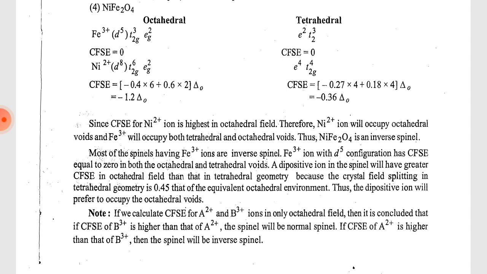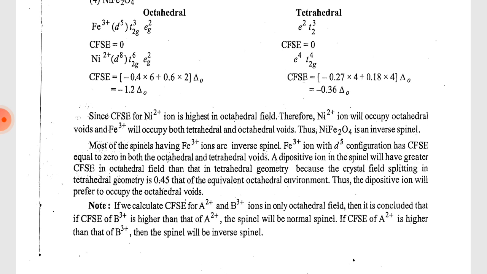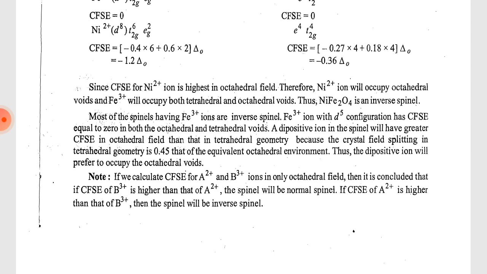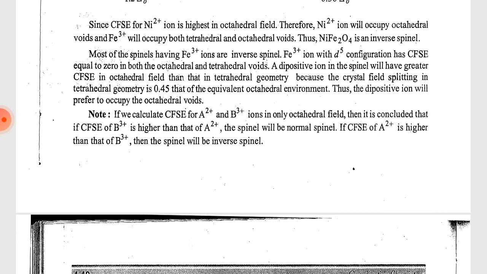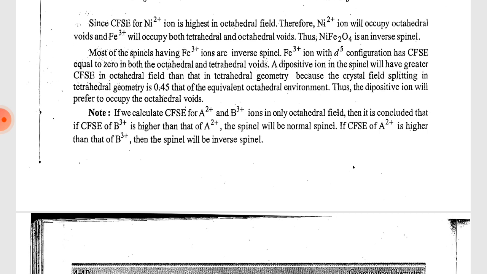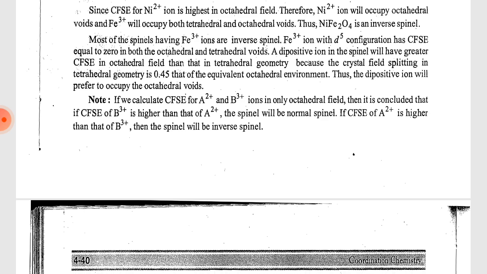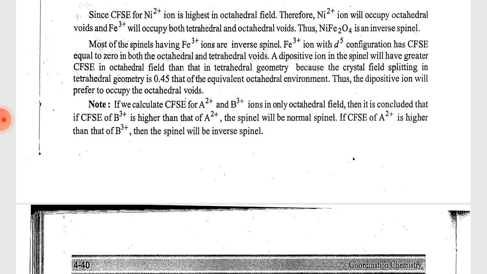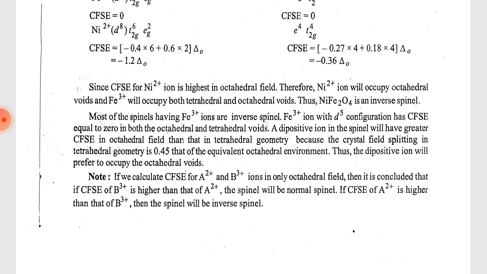delta 0. In tetrahedral e4 t2g4, CFSE is minus 0.27 multiplied by 4 plus 0.18 multiplied by 4 in bracket, delta 0, which is equal to minus 0.36 delta 0. Since CFSE for nickel 2+ ion is highest in octahedral field, therefore nickel 2+ ion will occupy octahedral void and Fe3+ will occupy tetrahedral and octahedral void. Thus NiFe2O4 is inverse spinel.